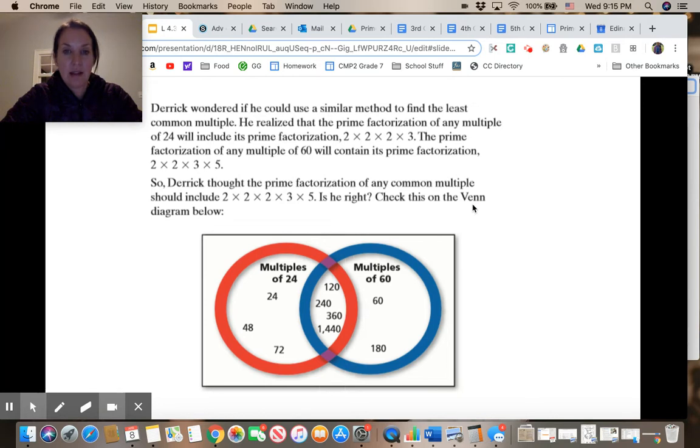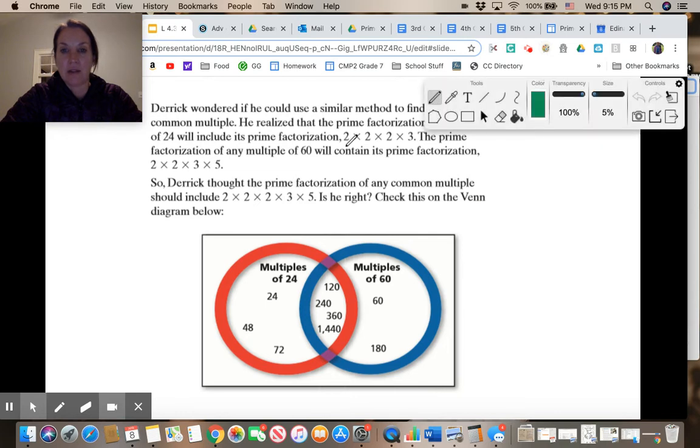So he realized that any multiple of 24 would have the prime factorization of 24 in it. And that's what I was just talking about in our last thing with 72, right? So anything that is a multiple of 24 will have 24 in it, because you're going to be counting by 24s. So it will have at least that inside of it, right? Same as a multiple of 60 would have the prime factorization of 60 in it.